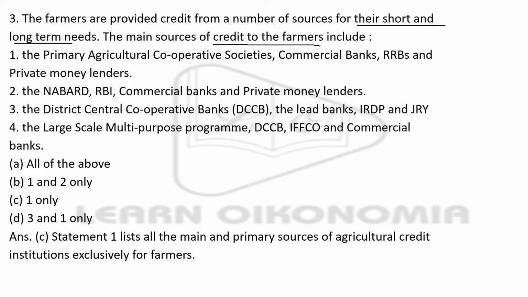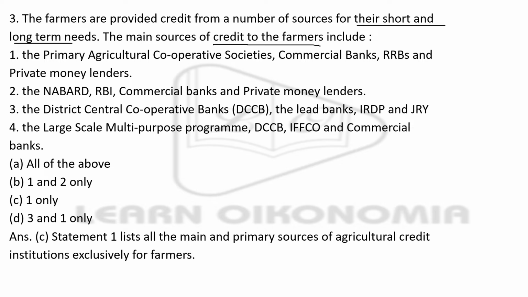Then finally you have the large scale multi-purpose programs, DCCB, IFFCO and commercial bank forming another set. You have to pick the right set. So you are looking into the case of farmers, and also you are looking into the case of short term and medium term loans. In this case, you might have a chance to get confused with option 1 with option 2. So you might be confused whether it is option 1 and 2 or option 1 only or option 2 only.